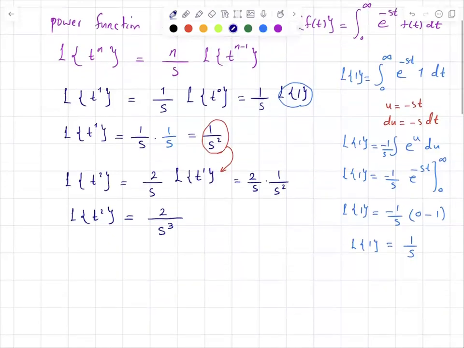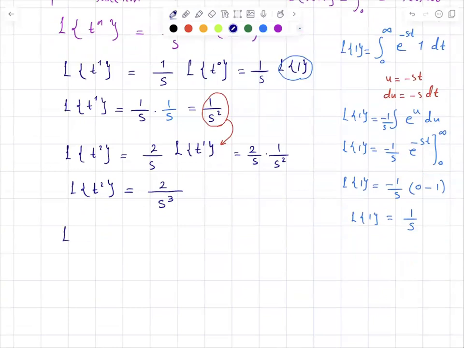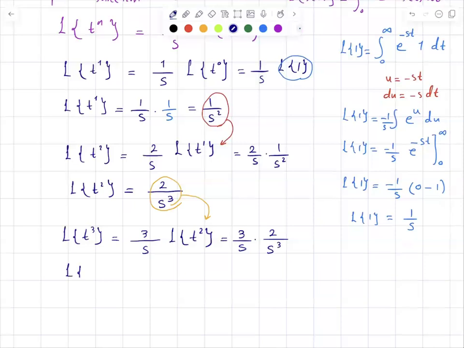Let's calculate another Laplace so you can see the pattern here. The Laplace of t to the third is equal to 3 divided by s times the Laplace of t squared. But the Laplace of t squared was calculated beforehand, and it is 2 divided by s to the power 3. So this is 3 divided by s times 2 divided by s to the third. So the Laplace of t cubed is equal to 3 times 2, 6, divided by s to the fourth. Perfect. What is the pattern that we see here?